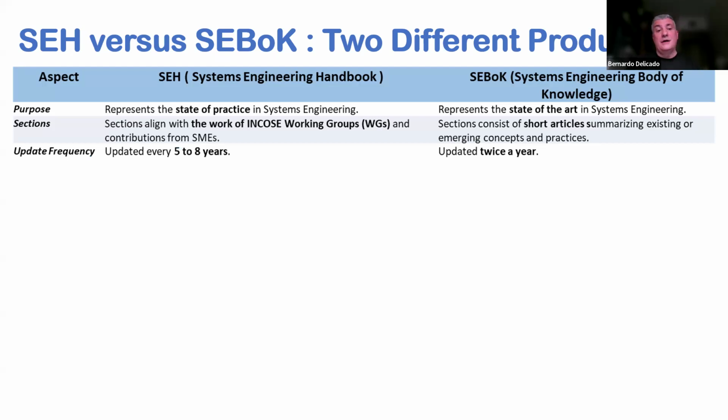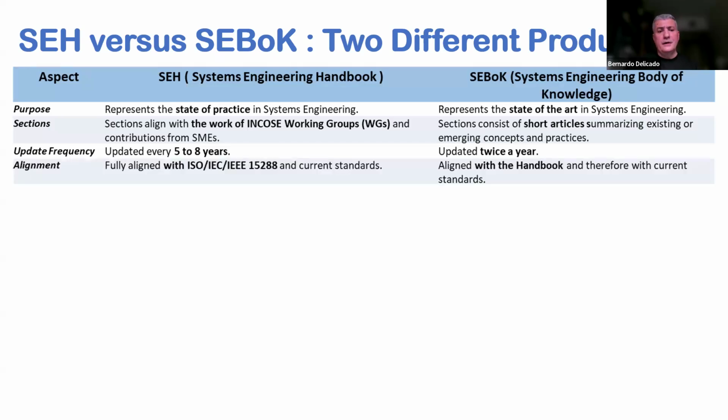With respect to update frequency, the handbook is updated every 5 to 8 years, and the SEBoK is updated at least twice a year. In terms of alignment, the handbook is fully aligned with ISO 15288 and current standards. In the case of the SEBoK, as I mentioned earlier, it tries to be aligned with the handbook and therefore with the current standards at the same time.